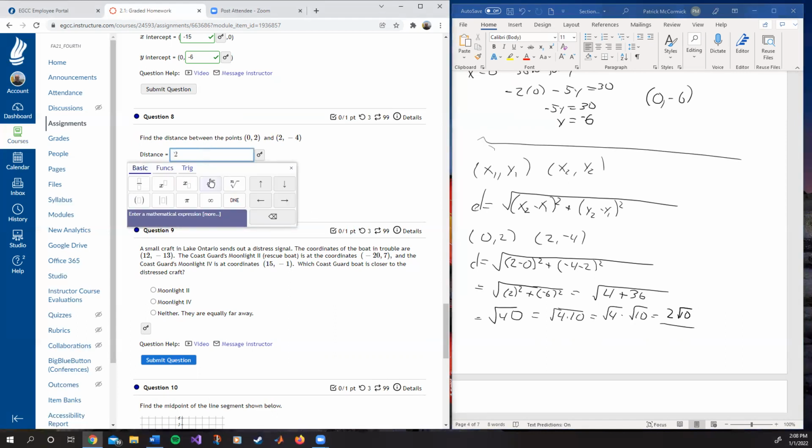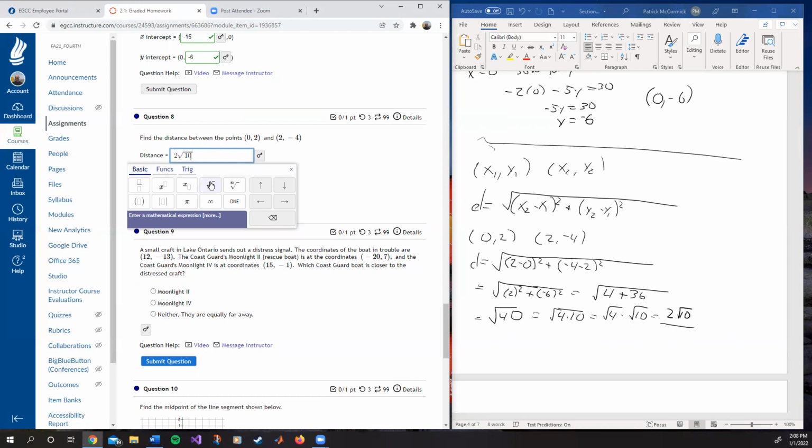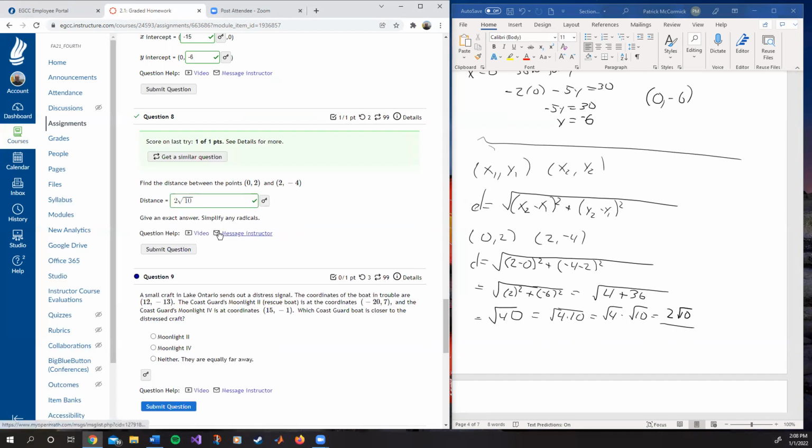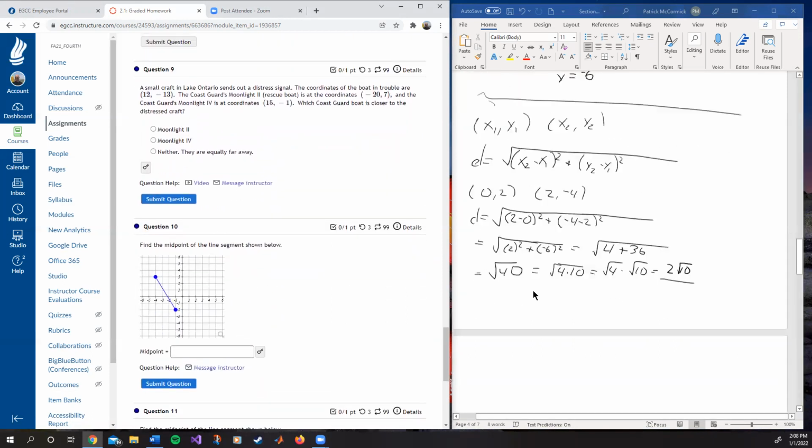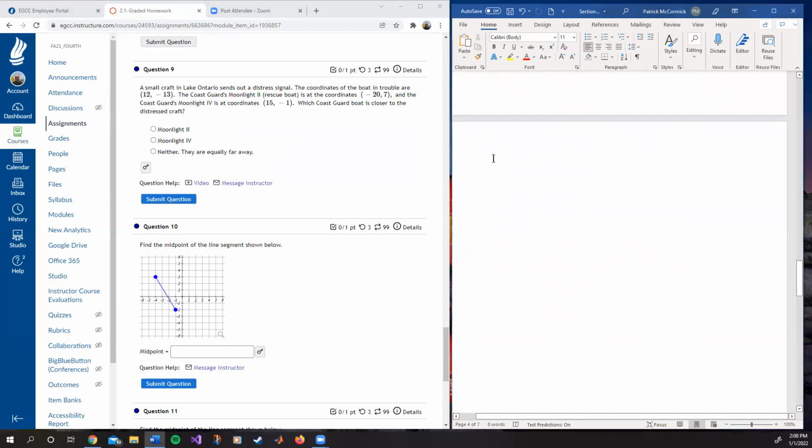So 2 square root 10. And notice that the square root symbol came up when you clicked in the answer. All right. Question 9. This is a good one here. All right. Got a little bit of work to do.